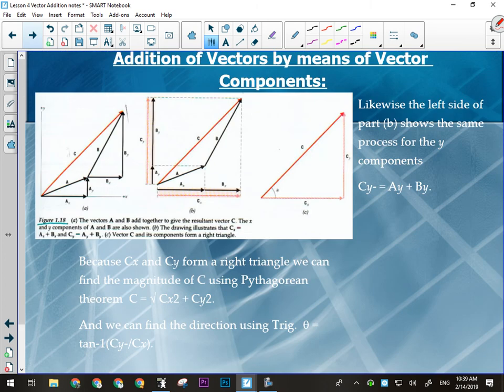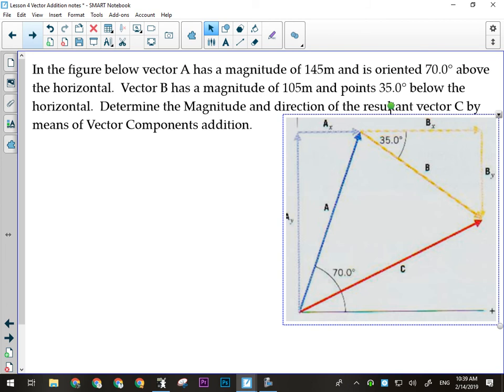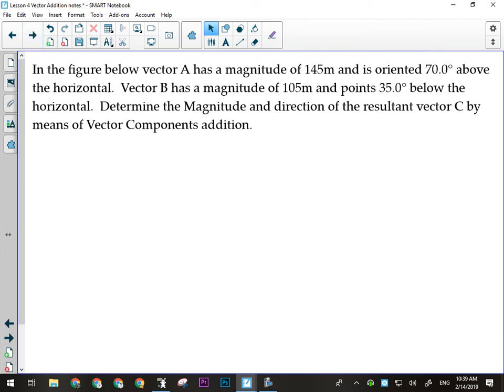All right, and then we already explained that. So here's what I want you to do. I want you to copy down this example, and we're going to walk through it step by step on how to do vector component addition. I'm actually going to remove this diagram and redraw it myself. So just write down the question for now, and then I'll walk you through all of it, including drawing the vector diagram.